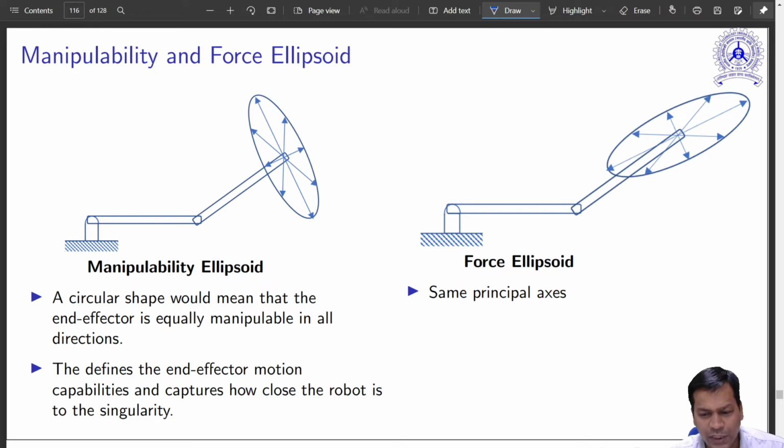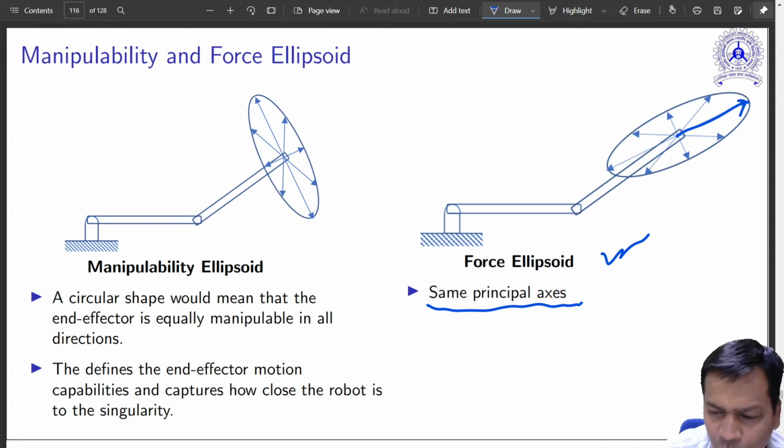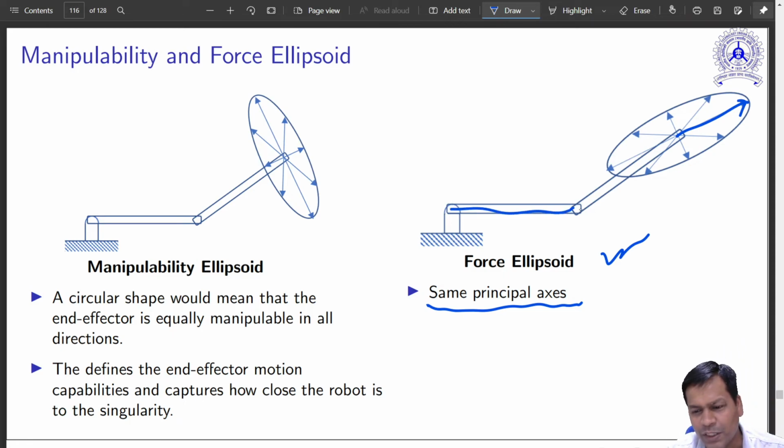Same thing if you look at the force ellipsoid: it gives you the principal axis, where you can see the maximum force. Let us say your robot is in this configuration. In this configuration, I see my ellipse is shaped something like this.